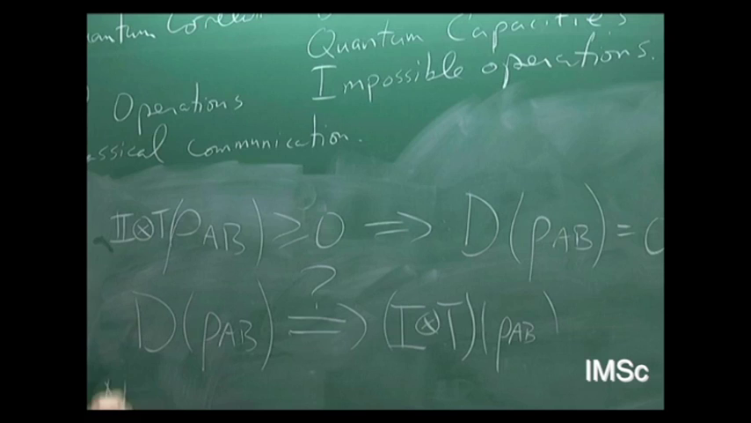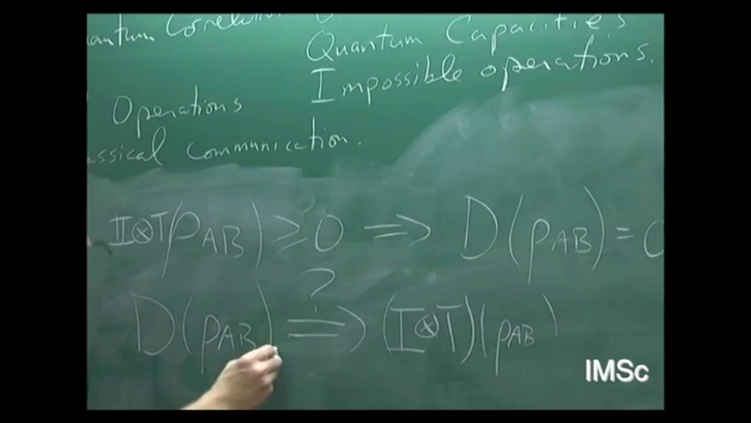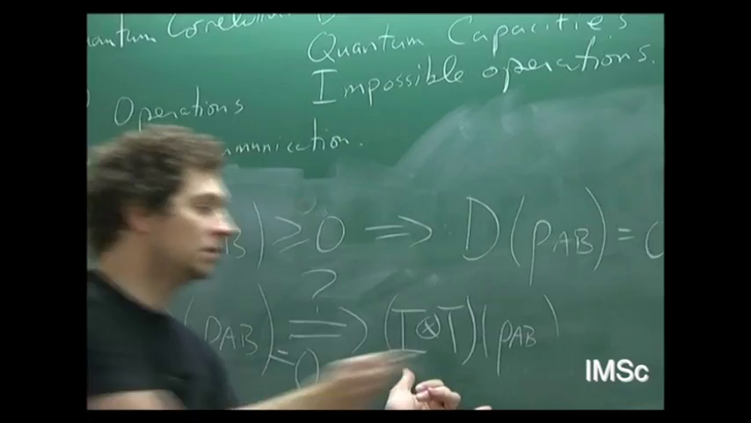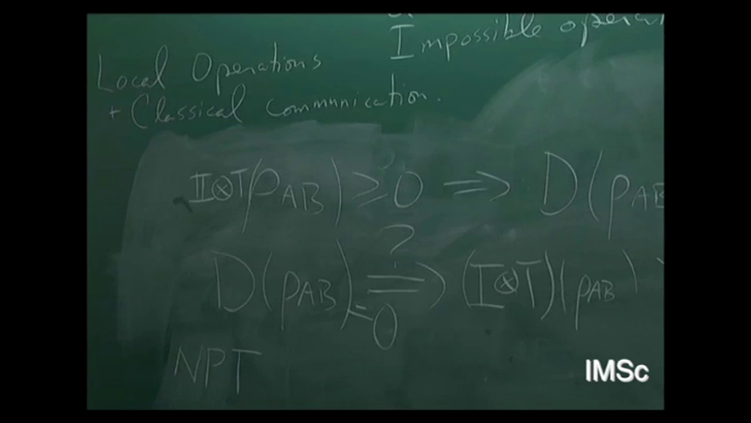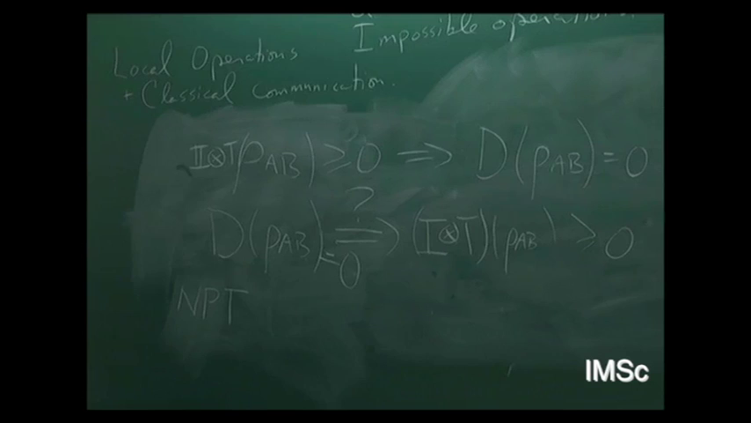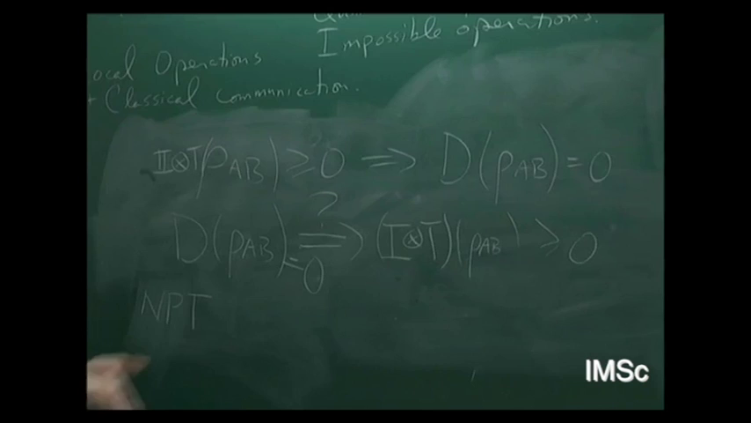Can you please repeat that statement? Sure. We don't know of any states with zero distillable entanglement that don't have positive partial transpose. We have examples of states that have non-positive partial transpose that we think you cannot distill entanglement from. But we have no method of proof. There's just some evidence. People try whatever distillation protocols they can think of, and in general, they never find some method of distilling from these states.